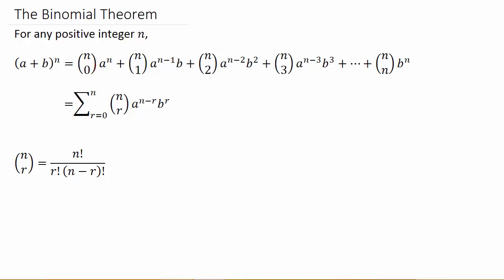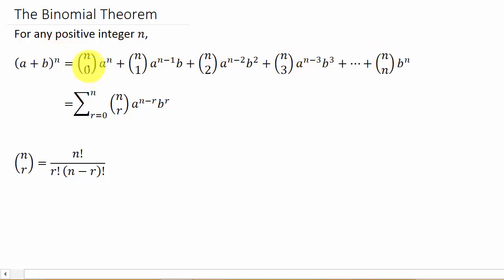Alright, so this is going to be the second example, expanding a binomial raised to a power using the binomial theorem. So it says for any positive integer n, (a + b)^n is equal to this. You see here's n, our exponent, and that's what's here. This right here is read as combination n choose 0, combination n choose 1, n choose 2, all the way to n choose n. So this number here, the n, that's this exponent here.